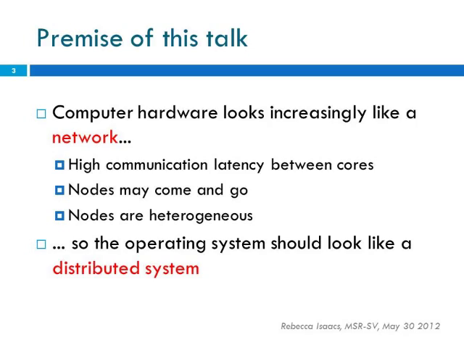So I mentioned this yesterday, but the basic premise that I'm working from is that computer hardware is looking more and more like a network. By that I mean there's a high communication delay between cores. The cores can come and go with power management, etc. And the cores are not necessarily homogeneous. They can be of different types within the same system. And as a consequence, we, as in the members of the Barrelfish team, believe that the operating system should be structured in a very similar way to a distributed system.